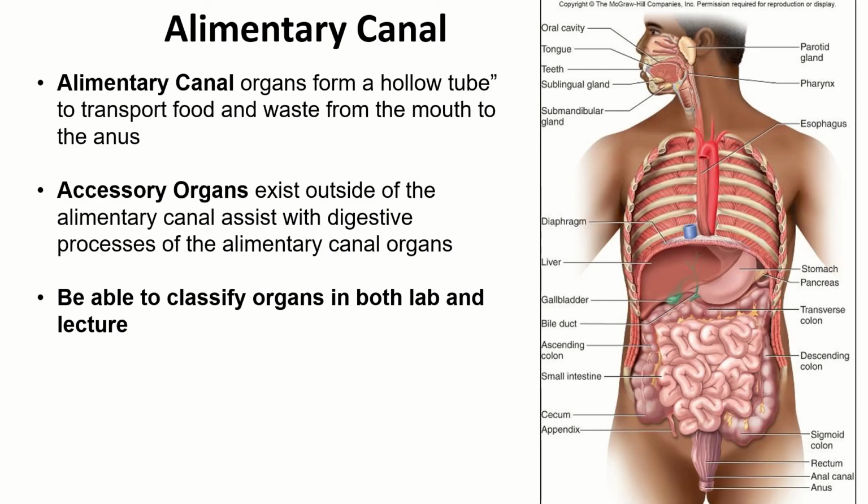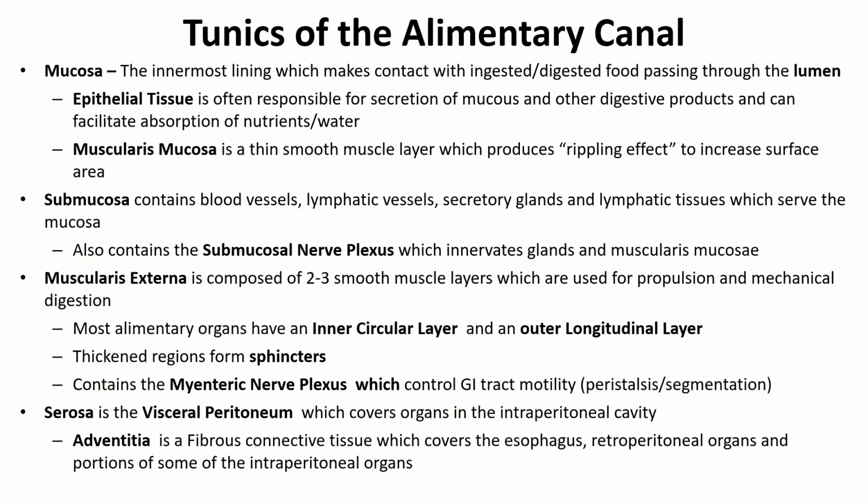So to begin with, most of the organs we consider are part of the alimentary canal, essentially just the hollow tube that transports food and waste from the mouth to the anus. Accessory organs exist outside of the alimentary canal, and they help with processes of these alimentary canal organs. Great examples of accessory organs would be the salivary glands in the mouth, the pancreas, the liver, the gallbladder, and so forth. It's really important that as you go through each of these organs you're able to classify them as either alimentary canal or an accessory organ.